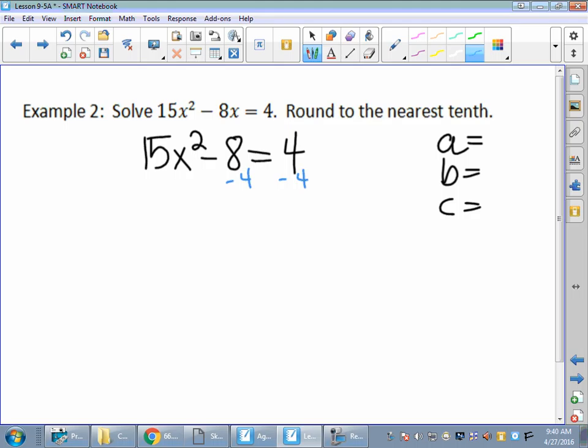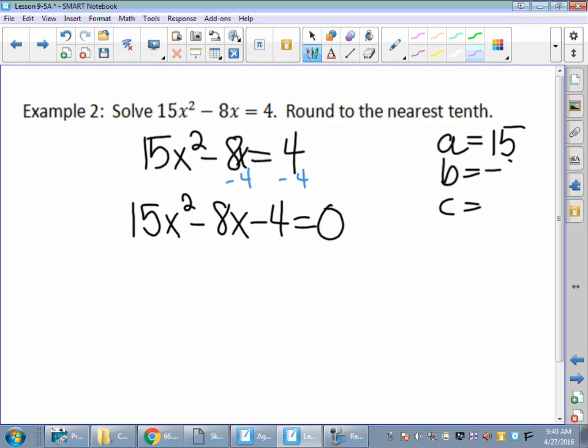Oops, I forgot the x on my 8. That would be important because those are not like terms. So I've got to keep 3 things separate. I've got myself a trinomial equal to 0. So now my A value, B value, and C value. The signs are really important when you identify A, B, and C, so please keep close track of that.